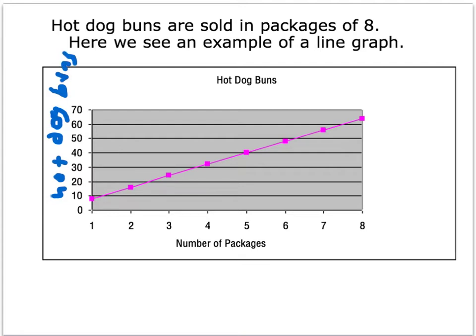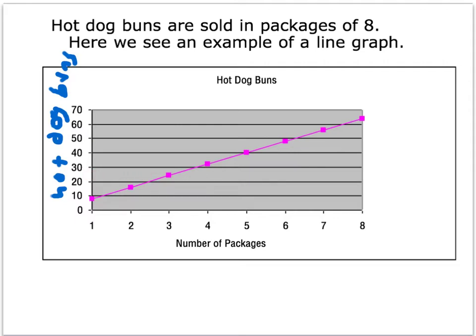Now, to find values, for instance, if we were to look at this line graph and the question was, how many hot dog buns are in 3 packages? We know the x-axis describes packages, so we find 3 here, and we go up to the line, and we go over to the left to find that value. And that value is 24.